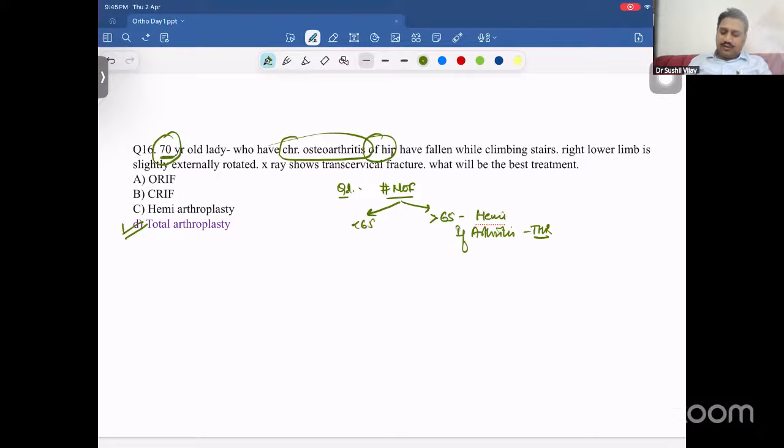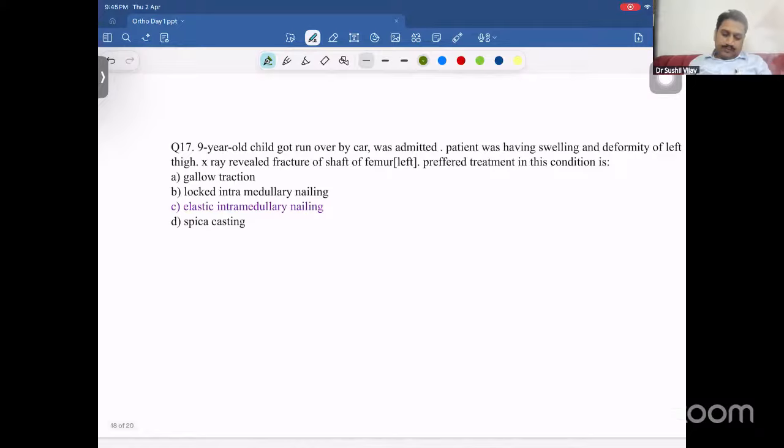Less than 65, no replacement. Save the original head, right? It has to be save the original head. Okay, very good. Very true.